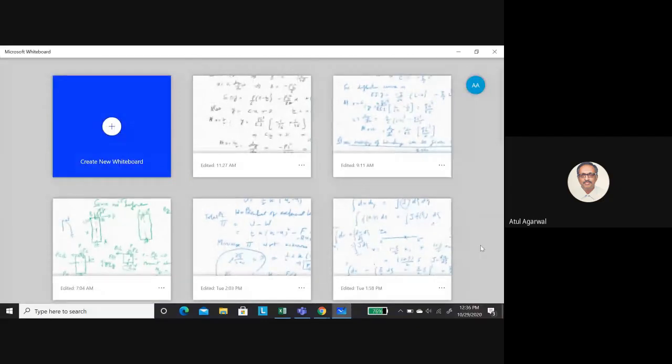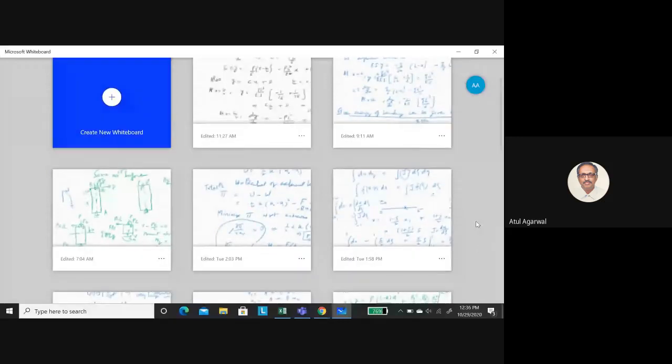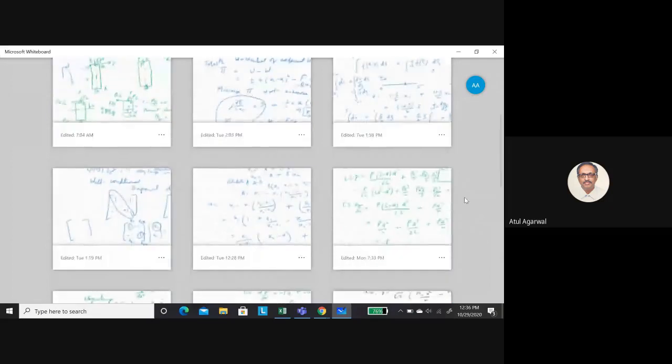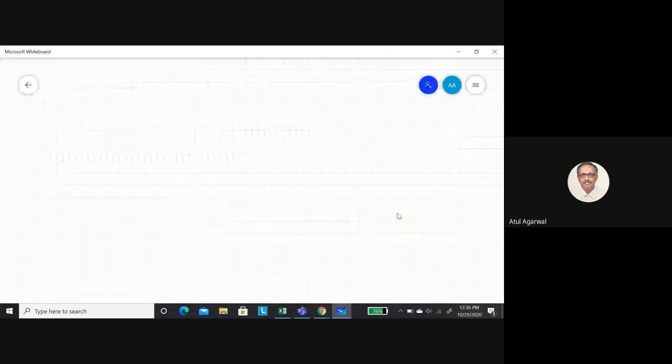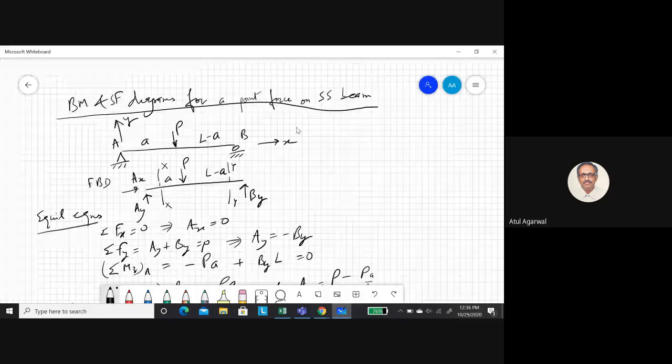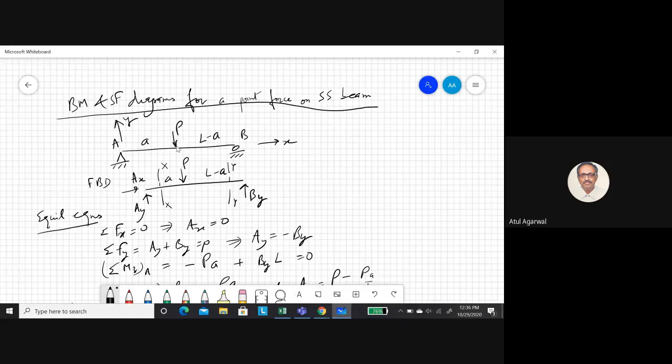So now I will do another problem where things were better off. So this is also for a point force on the simply supported beam. This I have not done, I think, till now. So I applied a force in the middle. So this is position a. So this length is L minus a.